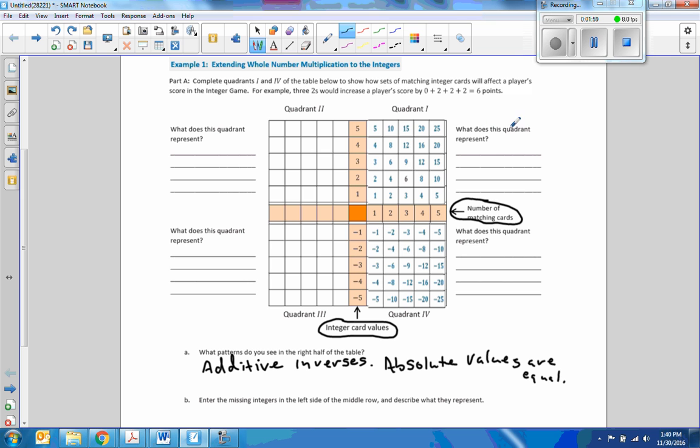Over here it says, what quadrant does this quadrant represent? So this means number of matching cards. This means integer card value. So these over here mean that we drew positive cards. Down here, since this is still positive, that means we are drawing cards. This means we drew a negative.